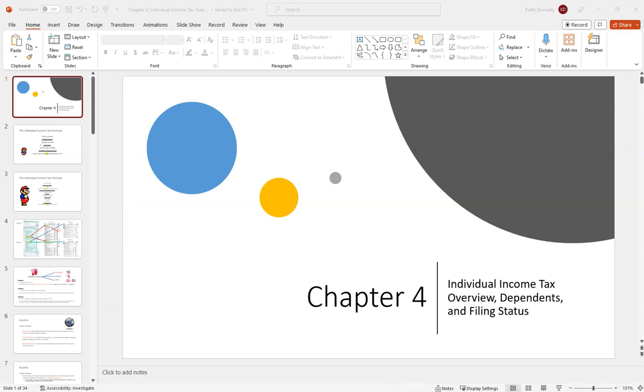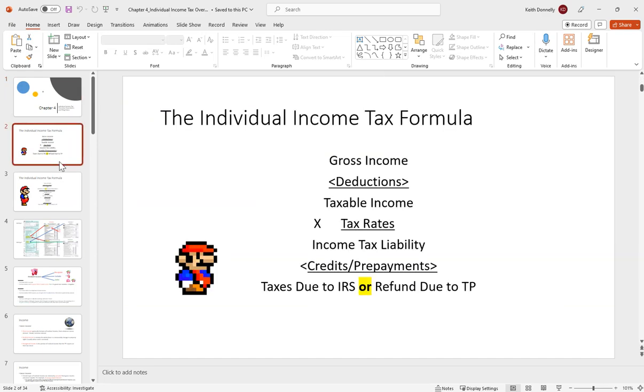What are we looking at in this chapter? Well, we're going to be looking at the 1040, an overview, the layout, the structure. Afterwards, we're going to be looking at dependents. And finally, we're going to look at filing status. So as a starting point, we're going to try to keep things simple here. We're looking at the 1040, the individual tax return at the federal level.